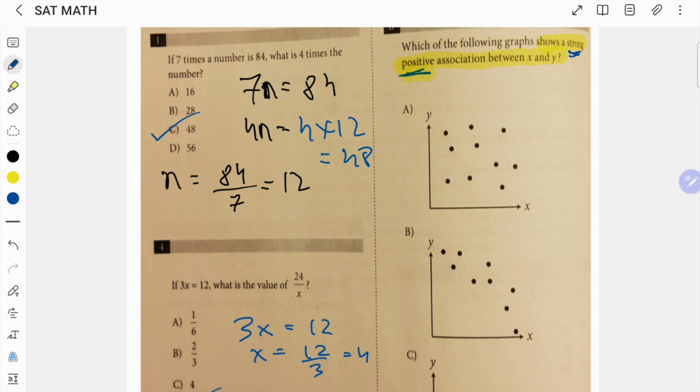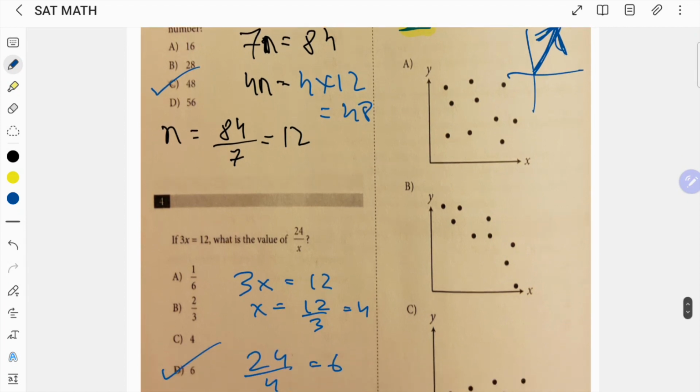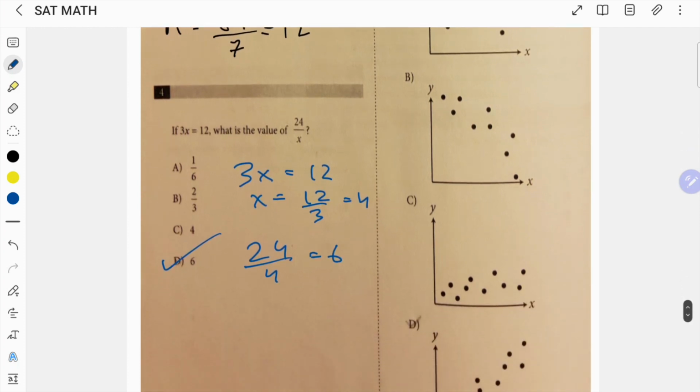So it'll be a pretty steep graph in the forward direction. So we are expecting something in this way, in the forward direction. All right, here I just see points scattered everywhere, so I don't want to bother about this question.